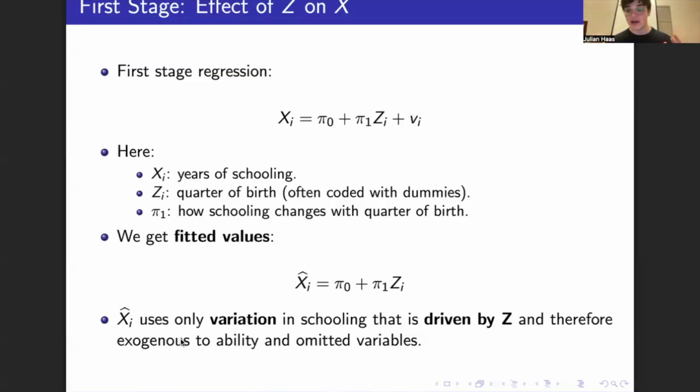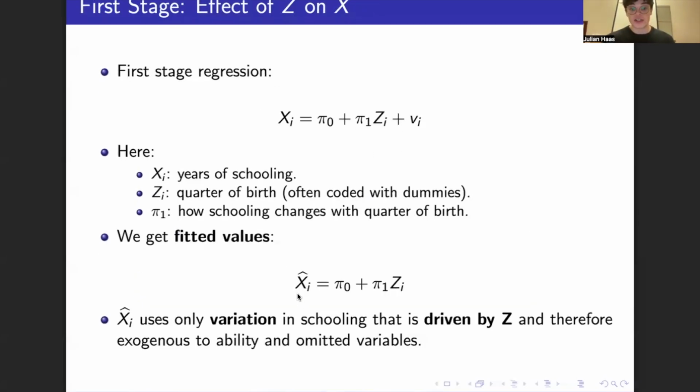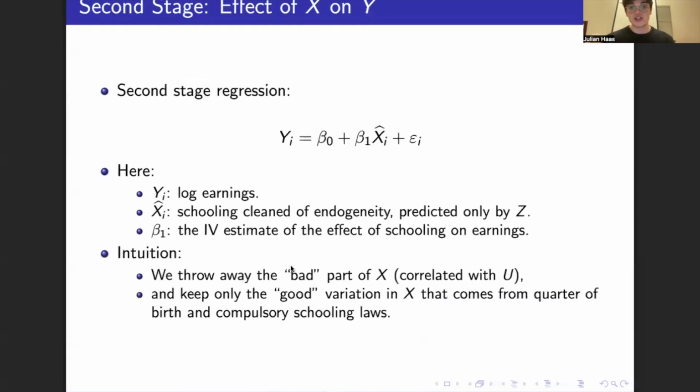What are we going to do with these fitted values? We're going to regress y on the fitted values, right? So now we're going to run the regression that we really care about, right? We really want to know how does schooling affect earnings? Well, now we're going to regress our earnings, in their case, log earnings, on these fitted values from the first stage, right? In our second stage, we're running y on the fitted values.